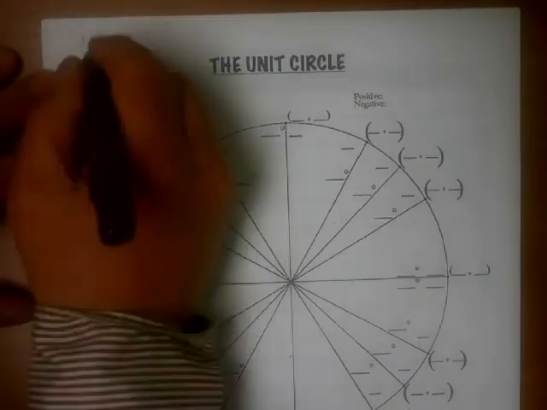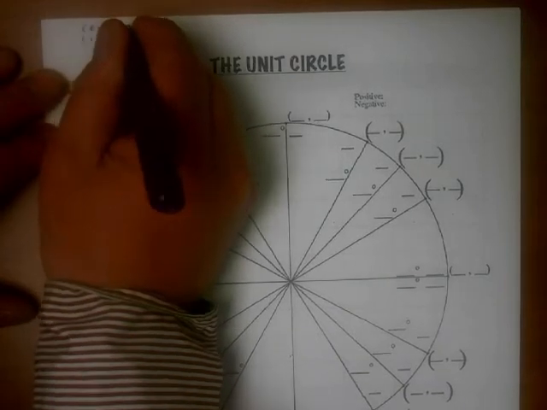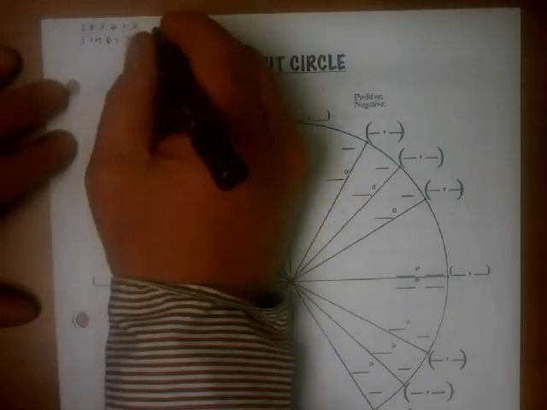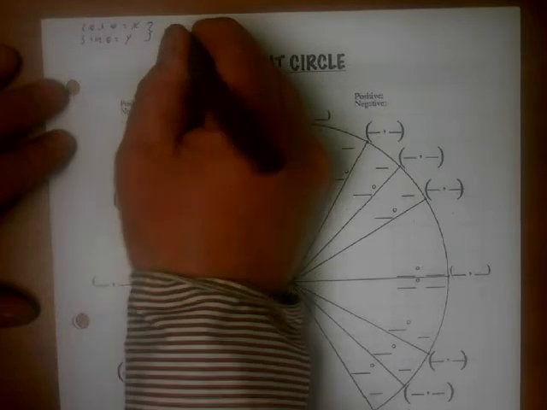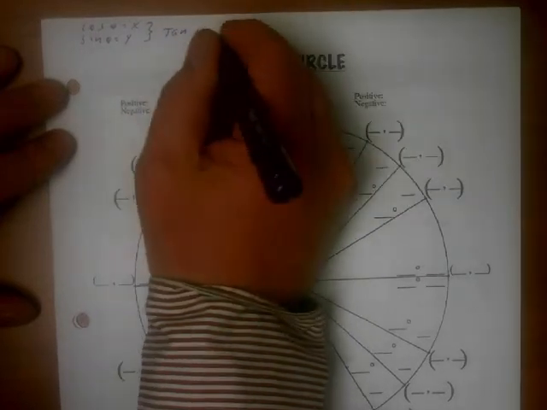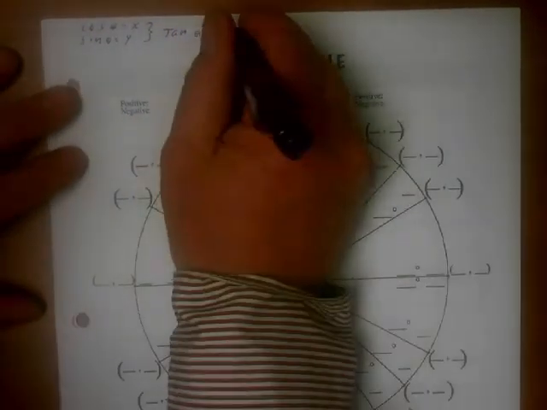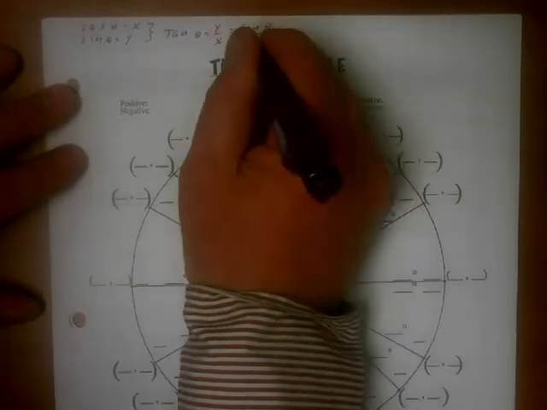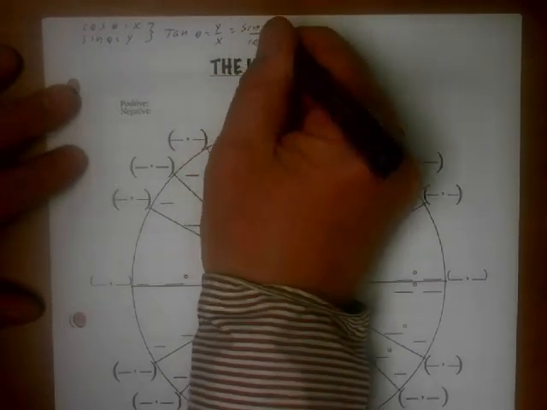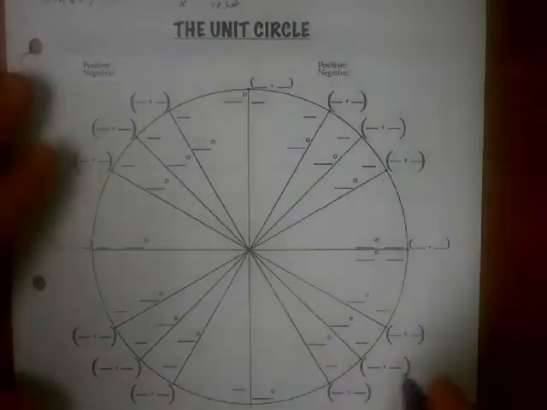Sine of theta is y. Cosine of theta equals x. Tan of theta is going to equal y over x, which is the same thing as sine of theta over cosine theta. Now from class, a couple things hopefully we remember.